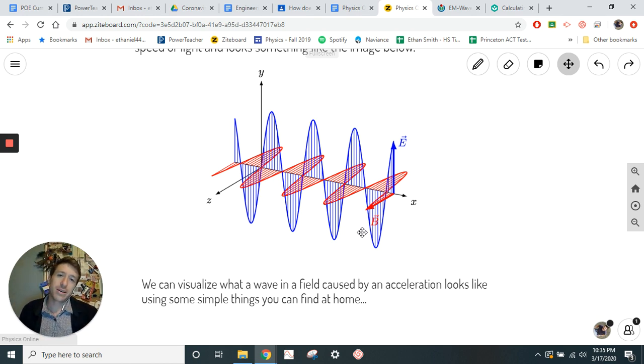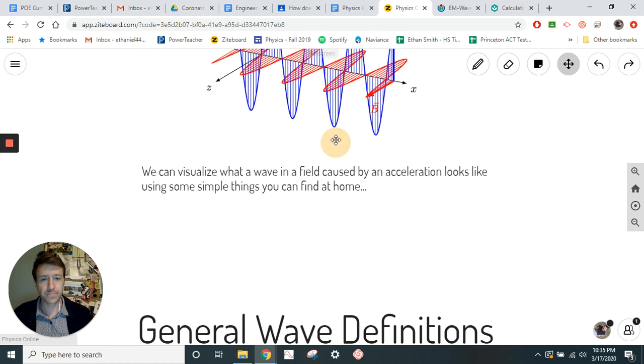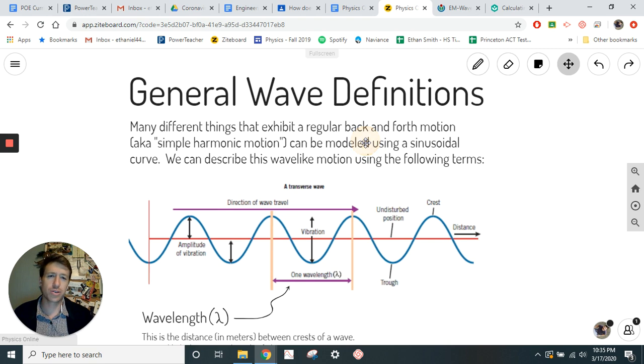Now, in order to better understand what we have really happening here with these electromagnetic waves, it's good to understand a little bit of background about just the fundamentals of waves and how we describe them and how they work. All right, so there are some general things that you should know about waves.